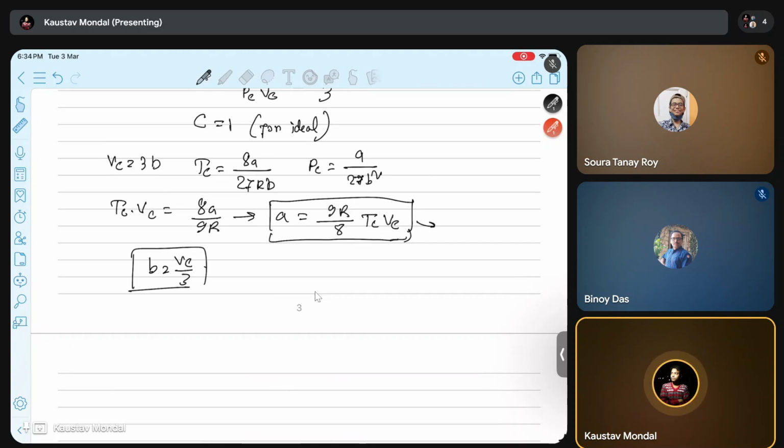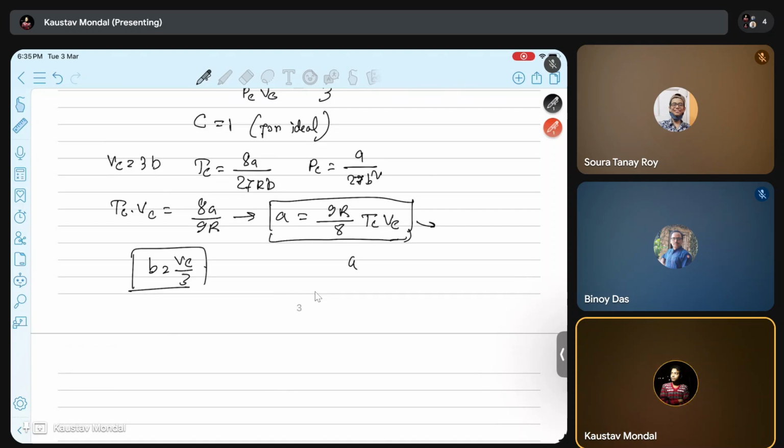There are many other different ways also, right? You can also write a in terms of Pc, Vc, or Pc, Tc. So in different ways you can write the expression of a according to your convenience, I mean according to the nature of the problem.